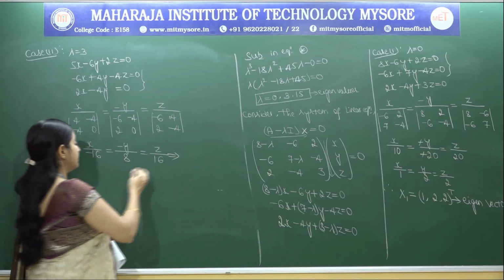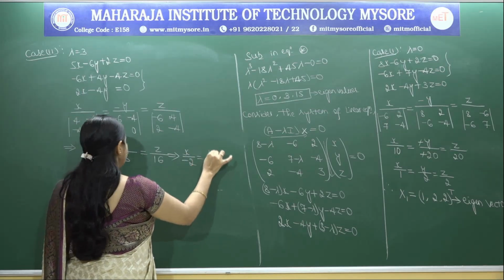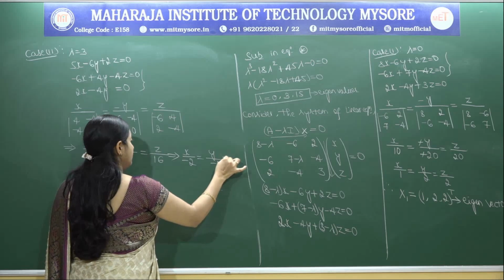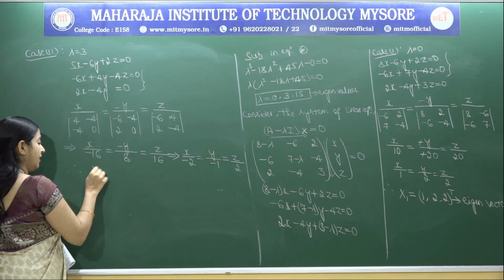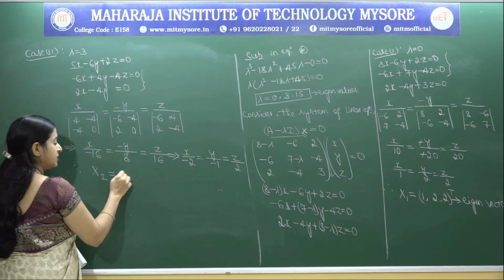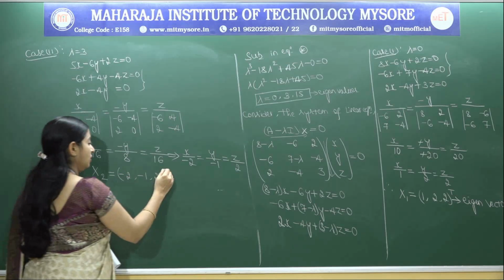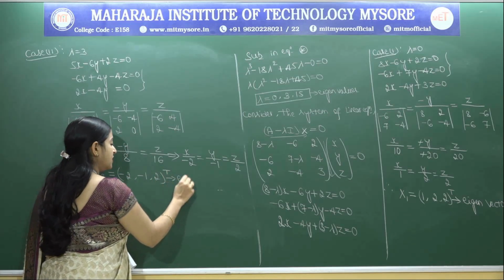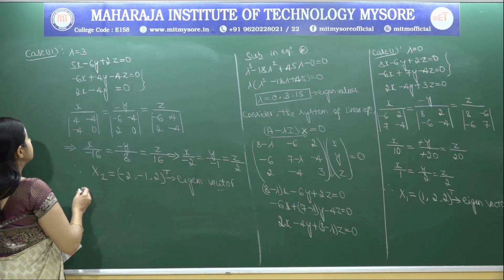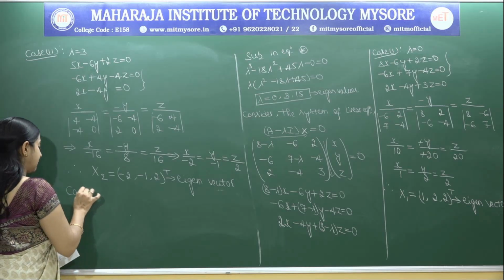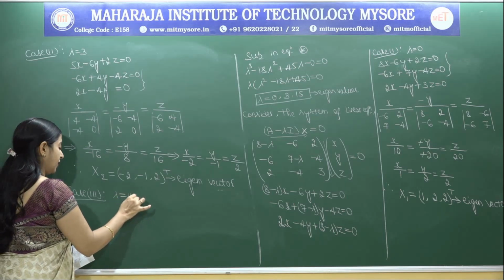So the reduced form of this is x divided by minus 2, y divided by minus 1, z divided by 2. Therefore, the second eigenvector x2 equals minus 2, minus 1 and 2. Write this in a column, so I take the transpose. This is the eigenvector for lambda equals 3. Similarly, for case 3, lambda equals 15.